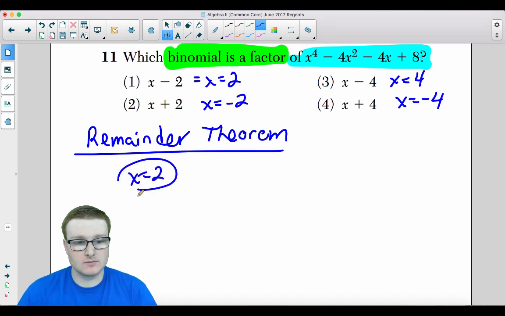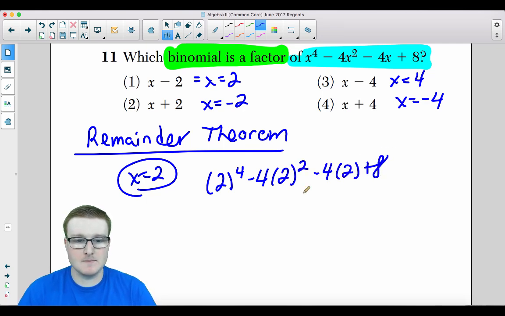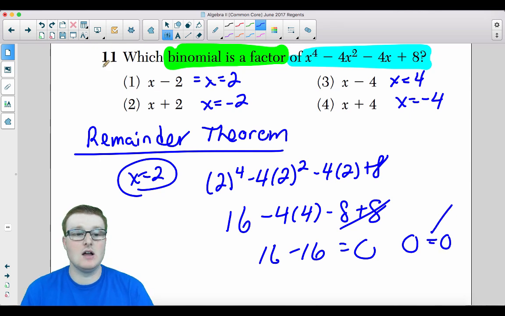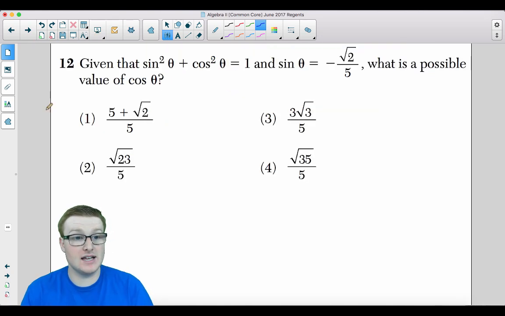So x equals 2. We get 2 to the 4th minus 4 times 2 squared minus 4 times 2 plus 8. We get 2 to the 4th, 2 times 2 is 4, 8. What is that, 16? Yeah, 16. Minus 4 times 4 minus 8 plus 8. So that just cancels. 16 minus 16 equals 0. 0 equals 0. Check. Therefore, x minus 2 is a factor of that equation just by the remainder theorem. Pretty simple stuff. Moving on to the last one, number 12.